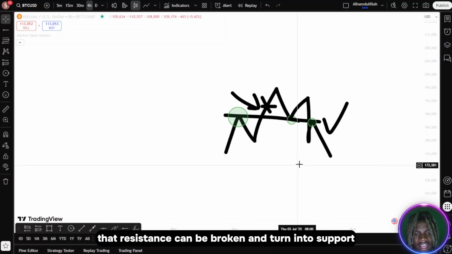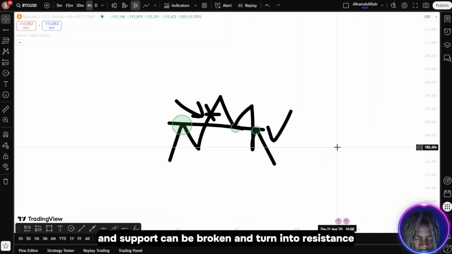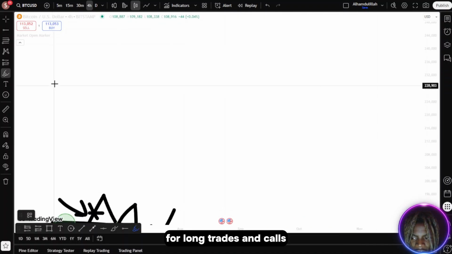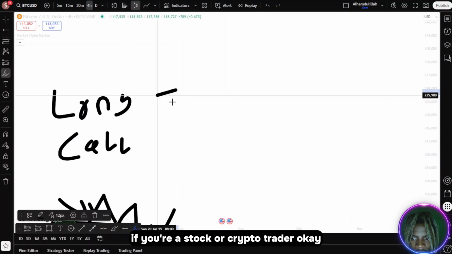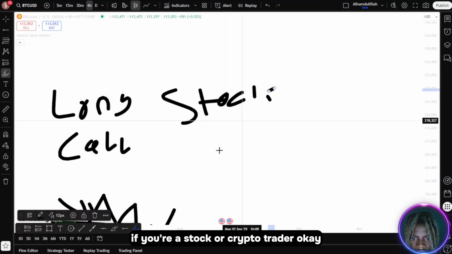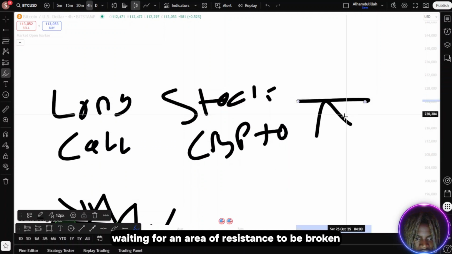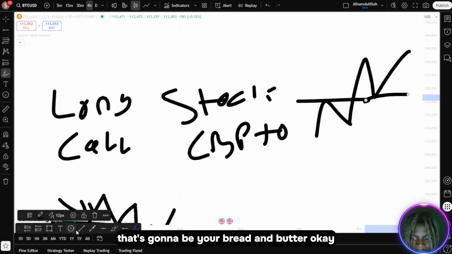Understand here that resistance can be broken and turn into support, and support can be broken and turn into resistance. That's for sure. But the main thing we're going to be looking at for long trades and calls, if you're a stock or crypto trader, which I assume most of you are, is waiting for an area of resistance to be broken and then turn into support. That's going to be your bread and butter.